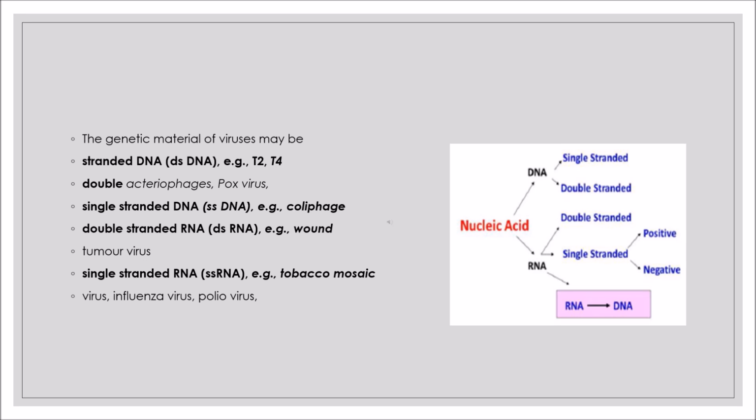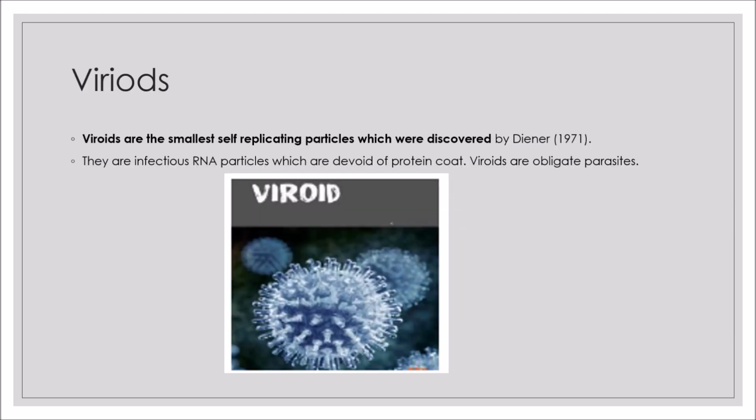The second topic is virions. Virions are the smallest self-replicating particles; that is, they do not need any help for replication. They were described by Diener in 1971. These virions are very infectious RNA particles, and they do not have any protein coat. Virions are obligate parasites, which means they live on a living host cell.